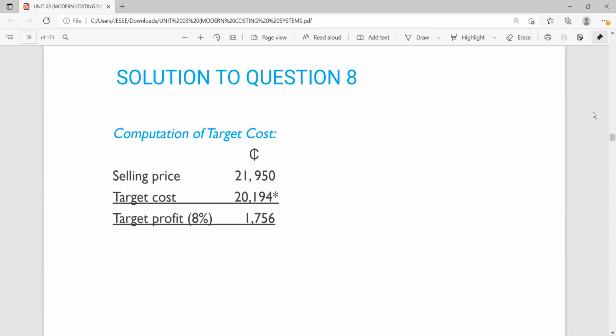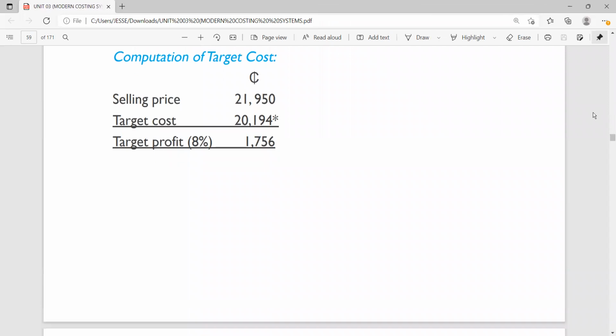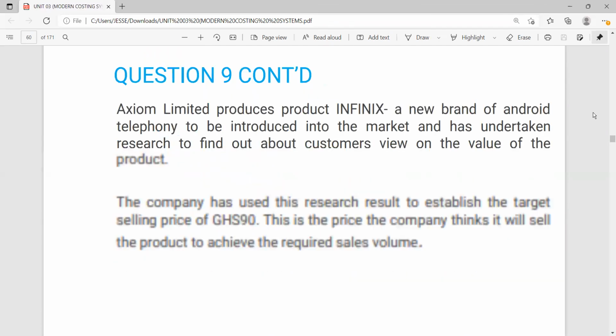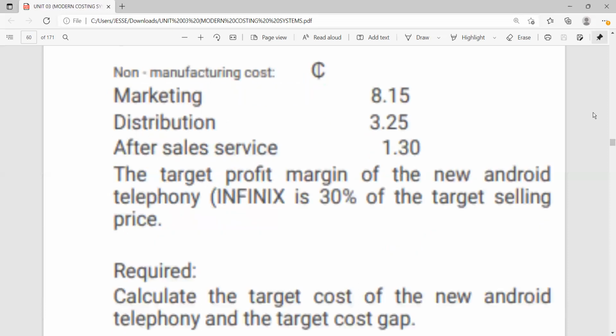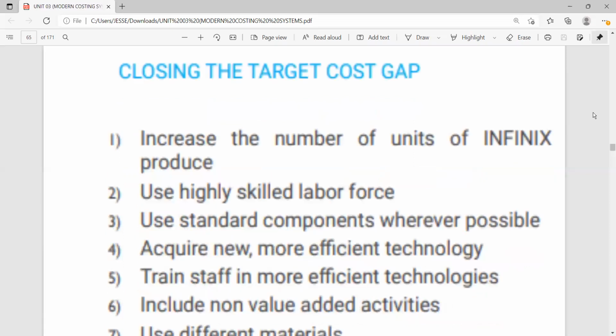8% of that is 1,756, right? If we deduct 1,756 from the selling price, which is 21,950, you get a target cost of 20,194. Very simple computation.